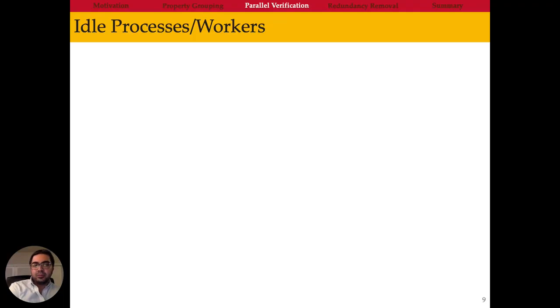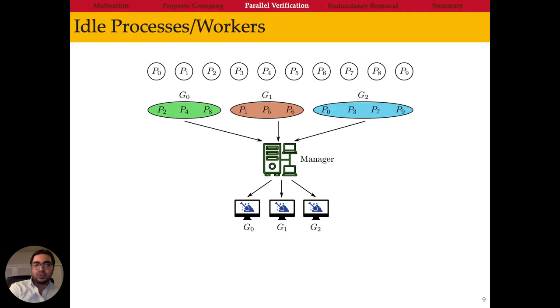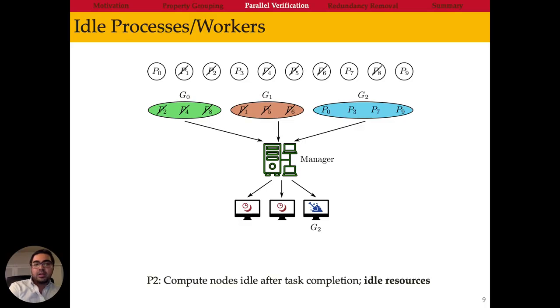Another common problem is that some compute nodes may start idling while other nodes solve hard-to-prove property groups. Going back to our example, with 3 groups and 3 compute nodes, each compute node works on an individual group and tries to prove the properties in the group. Now it may happen that groups G0 and G1 are easier than group G2 and can be proved easily.